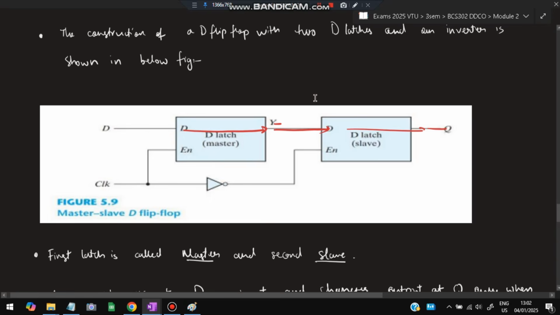But it is not as simple as it sounds. Here another connection is made, EN. EN means enable. Enable means whenever enable is equal to 1, at that time only D will pass to Y. If enable is equal to 0, it will be stopped here in between. Okay, so enable depends on what?